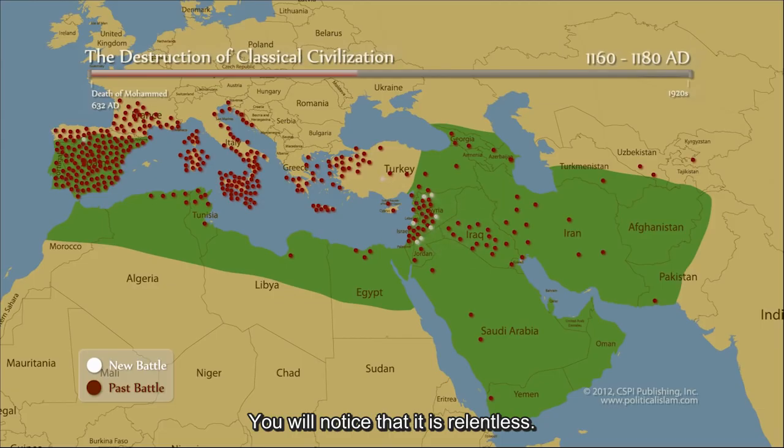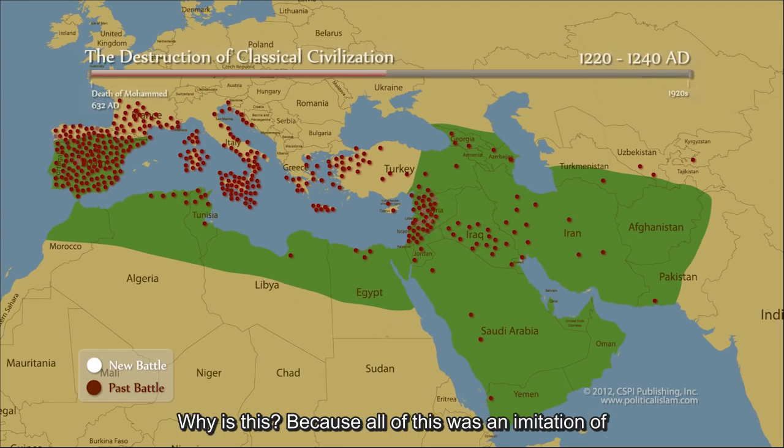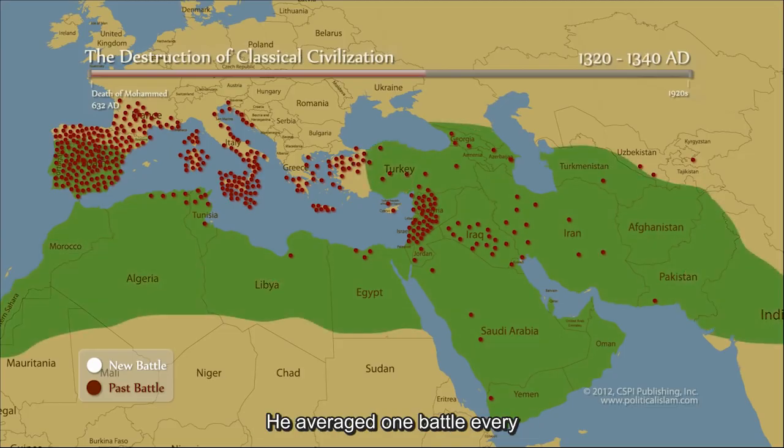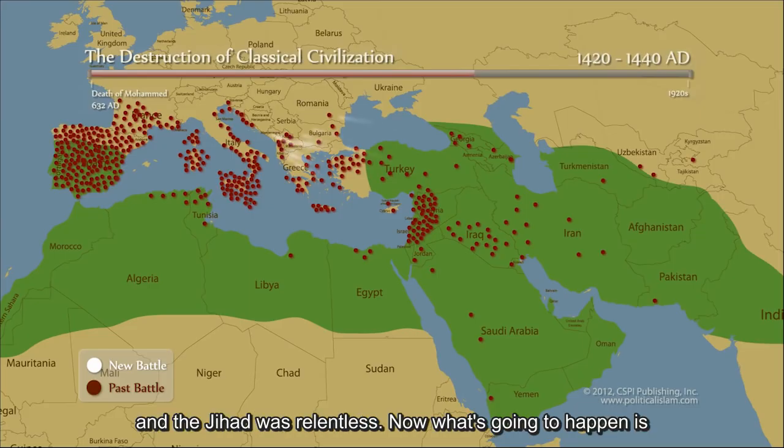You will notice that it is relentless. It is ceaseless. It goes on and on and on. Why is this? Because all of this was an imitation of Muhammad, the supreme warrior. He averaged an event of a battle every 6 weeks for the last 9 years of his life. He was relentless, and the jihad was relentless.